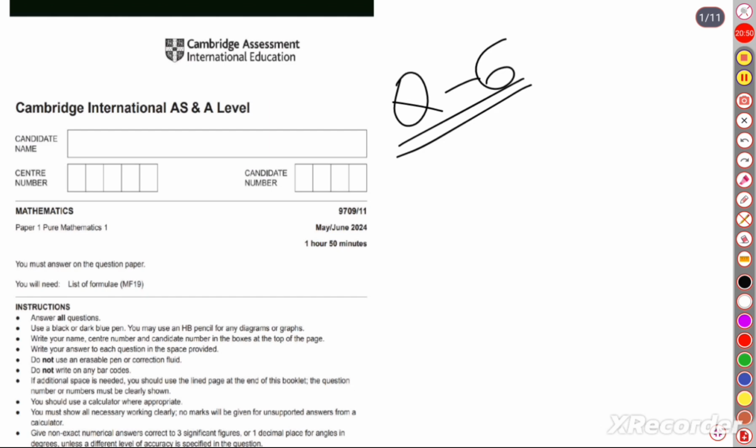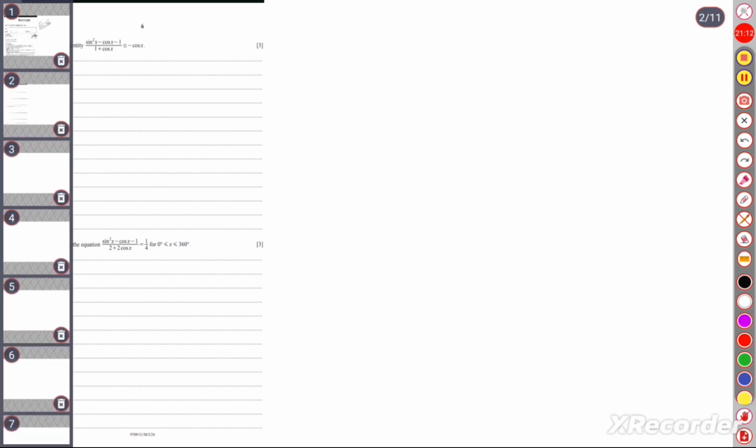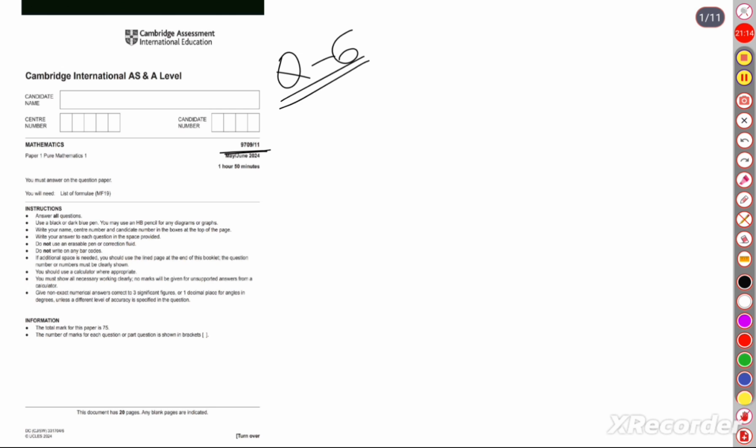Well, I think you all have understood the previous solution. Yet, for better understanding, we can practice one more solution from paper 970911, and the question number, not 6. Let me see the question number. Question number is going to be 5. It is question number 5.